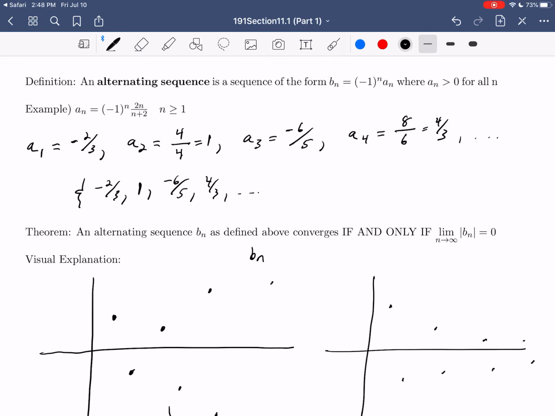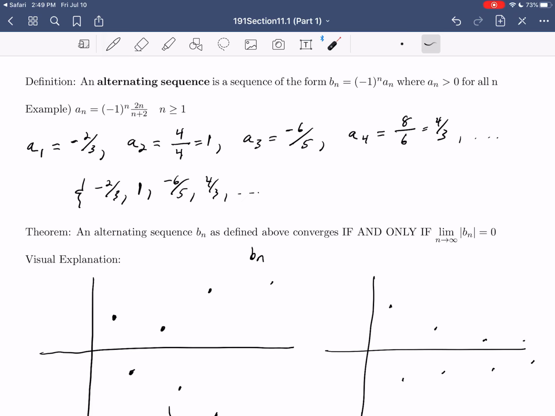So what this basically tells you for this theorem here is that if you want to analyze if an alternating sequence converges, what you do is you analyze its absolute value. If its absolute value goes to 0, then the alternating sequence also converges to 0. And if the limit of the absolute value goes anywhere else, then it's going to diverge.